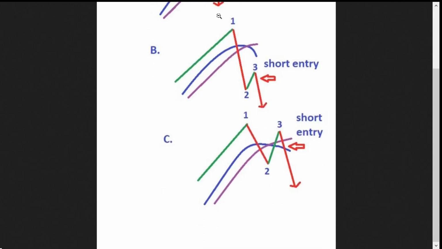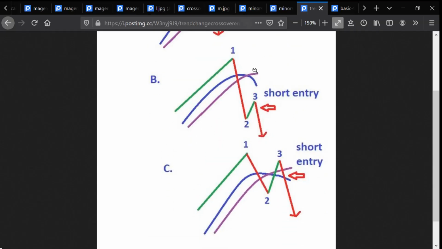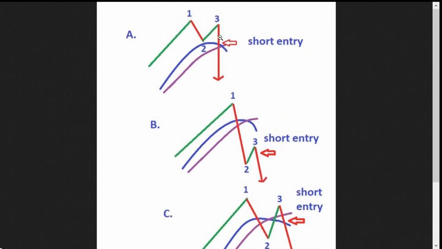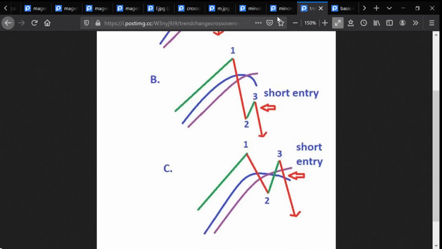So those are the three main scenarios that I've found for trend reversal formations to occur, combined with the crossover indicator.